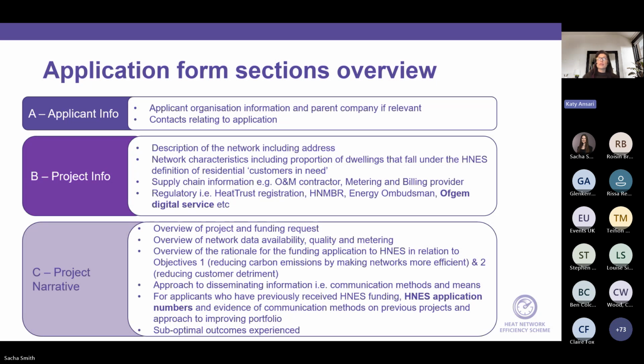On to section B then, about the project information. This will include a description of the network, including its address and the network characteristics, so a proportion of dwellings that fall under the HNES definition of residential customers in need, the supply chain information, for example, the O&M contractor, metering and billing provider, and the regulatory information, so whether you're registered under Heat Trust, HNMBR notifications, Energy Ombudsman, and Ofgem digital service.